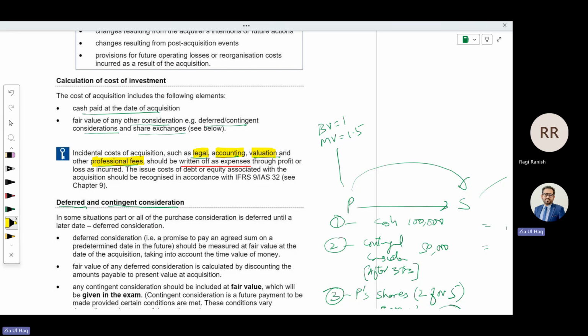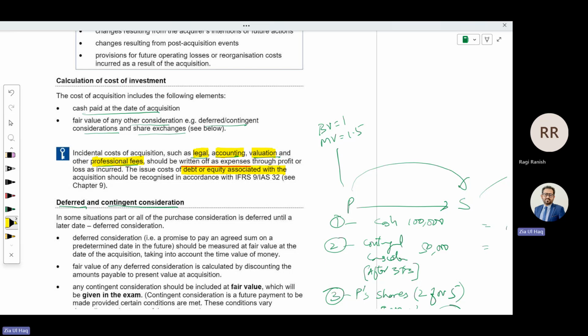You are giving dinner to your guest, that will not be investment, that will be expense. So through profit or loss account, these issue costs of debt or equity associated with the acquisition should be recognized in accordance with IFRS 9. If you acquired money through debt, that debt will be dealt with according to IFRS 9.